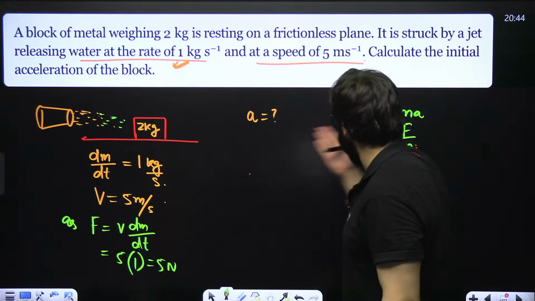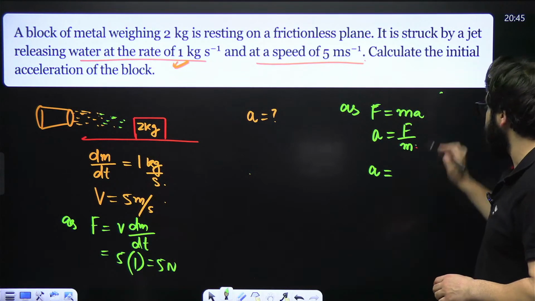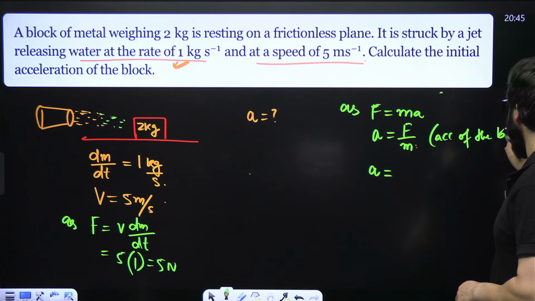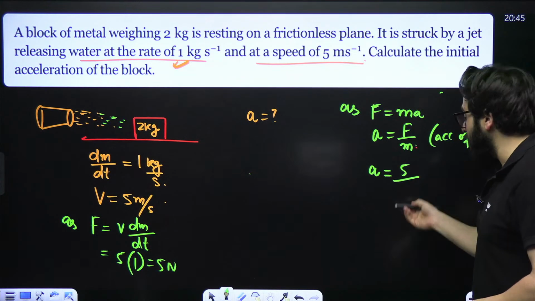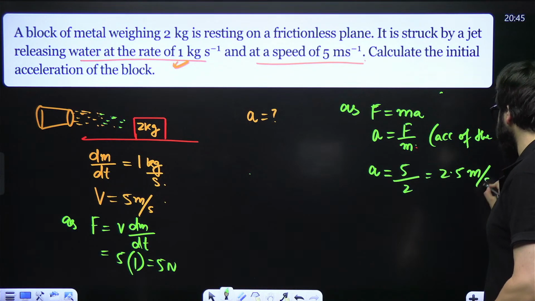Now let's find the acceleration of the block. Force on the block is 5 Newton. Mass of the block is 2. So the acceleration is 2.5 meter per second square.